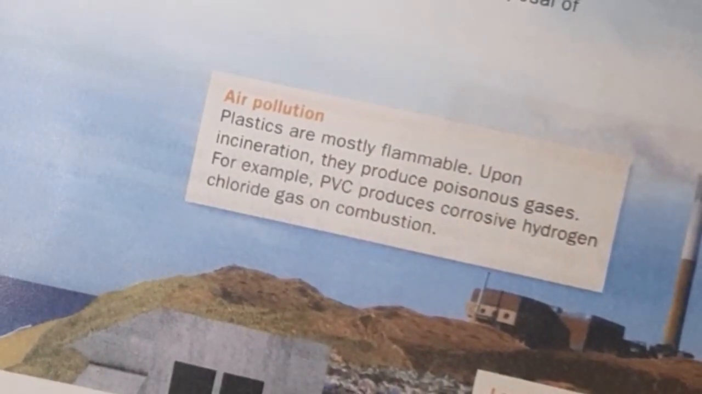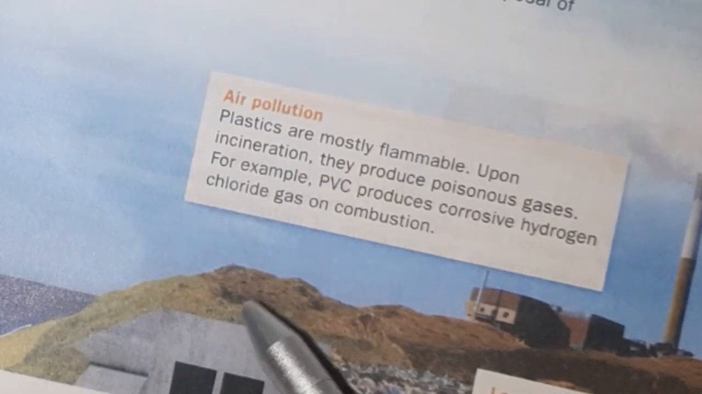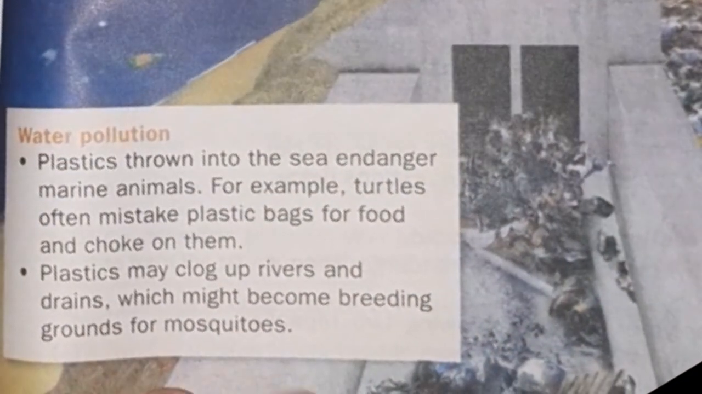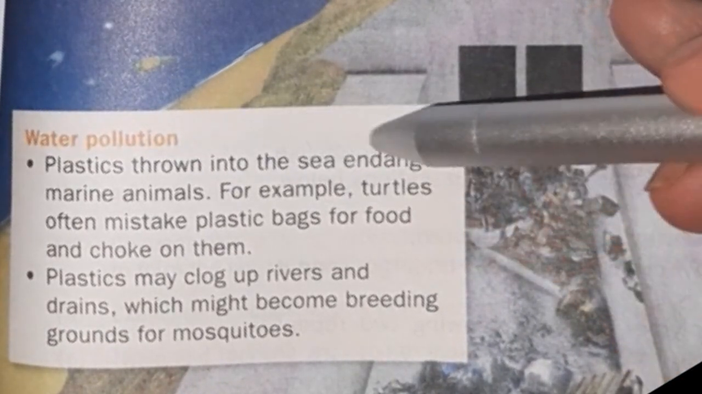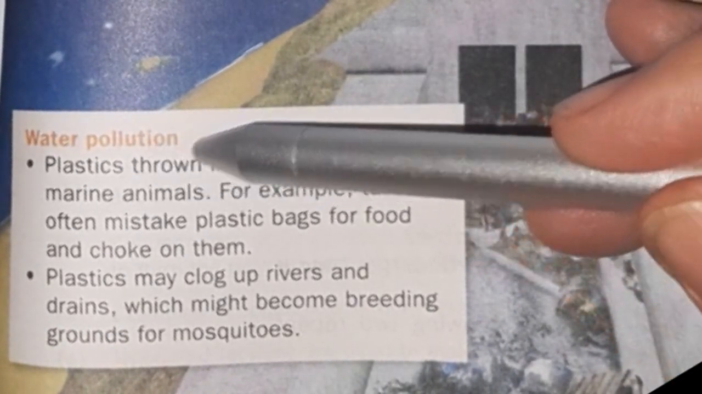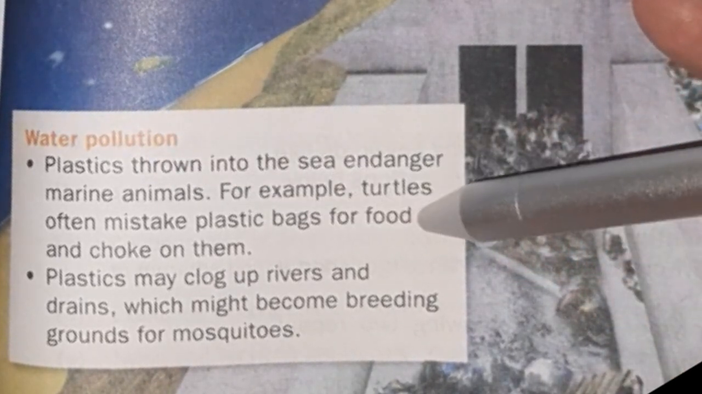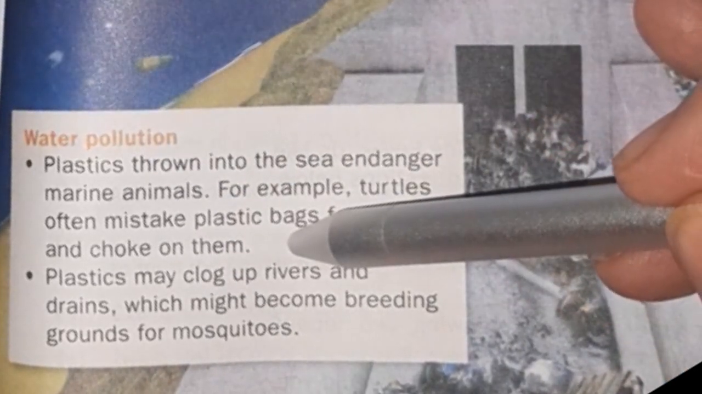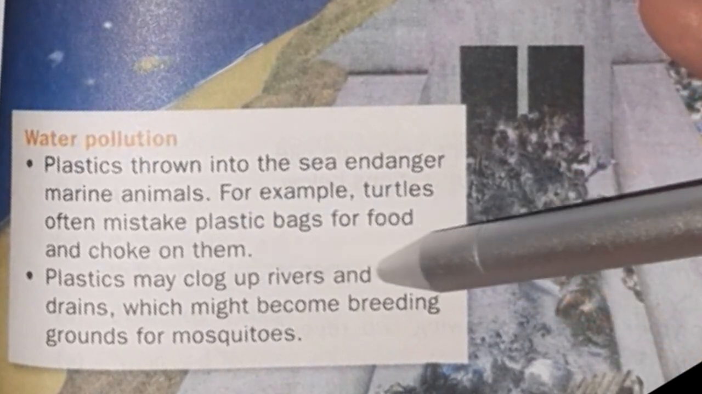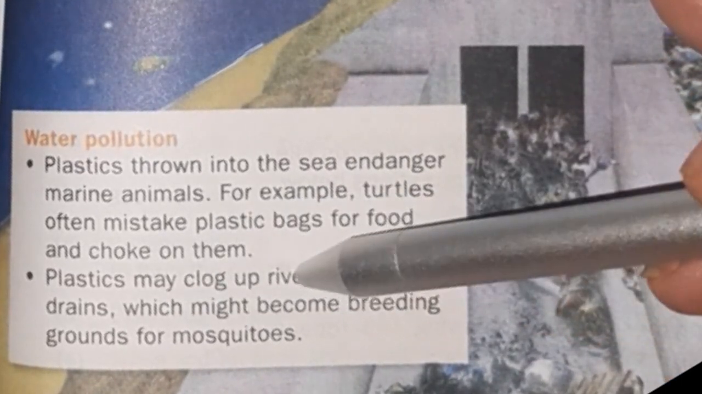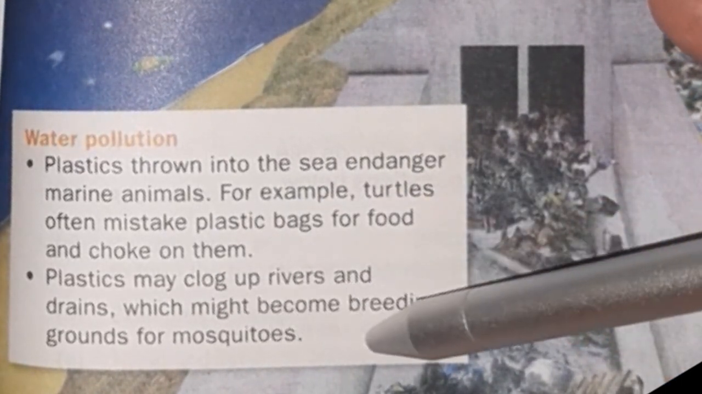Now the most important, that is water pollution. Plastics thrown into the sea endanger marine animals. For example, turtles often mistake plastic bags for food and choke on them. Plastics may clog up the rivers and drains, which might become breeding grounds for mosquitoes. So these are some of the problems of the plastics.